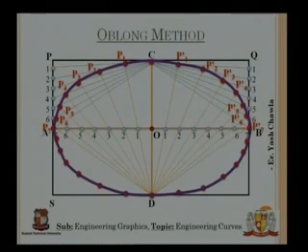I hope you understood. Very simple. These methods are very simple. You just have to plot the points on the ellipse. Once you have the points on the ellipse, you have to join all the points to get the required ellipse.